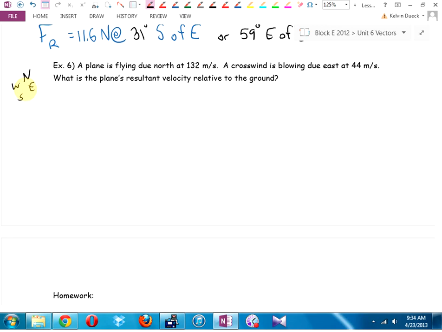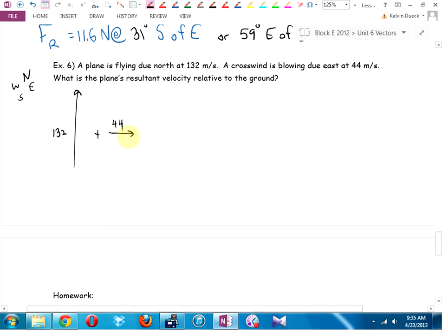Okay. I think what we need to do, Dylan, here is we need to add 132 meters per second north plus 44 meters per second east. Dylan, how do we add two vectors together? Draw them. So it's going to look like this. 132 plus, I think 44 would be about that long compared to 132. About a third as long. Because 4 times 3 is 120, 40 times, roughly.